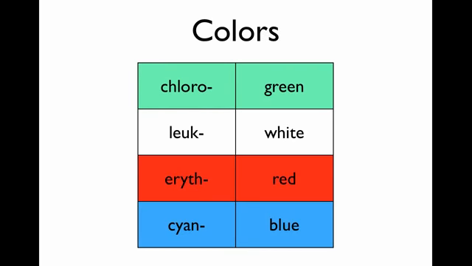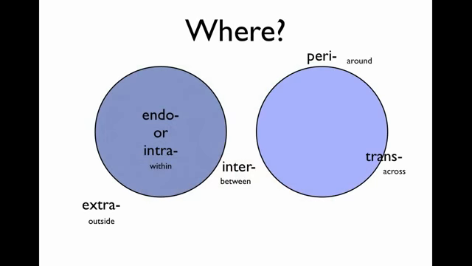Colors, we have a lot of prefixes relating to color. Chlorophyll, for example, like in plants, is green. Leuc is white. You see that in leukocytes. Erythro is red, as in erythrocytes, red blood cells. And cyan, which is the color blue, like cyanobacteria you may have seen in general biology. Those are the blue-green algae.